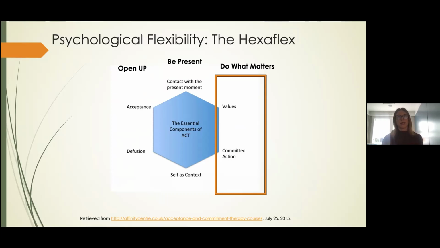Another reason I'll say that I start with values is with the particular population that I am working with. So folks who are living with psychosis or bipolar disorder, a lot of the conversations are about symptoms and are about maintaining symptoms, managing symptoms. What are your symptoms like? What is your medication? Are you taking it? And I found early on in my work with ACT that they weren't being asked a lot about, well, what about your life outside of these experiences?